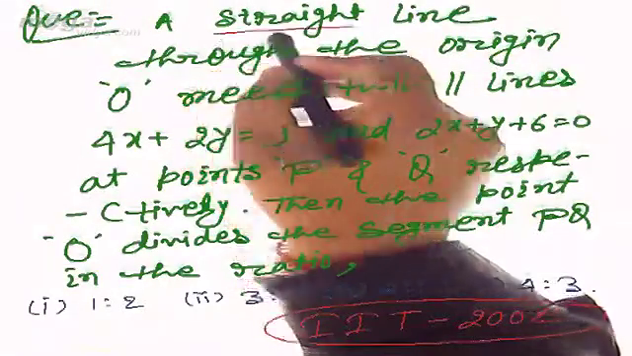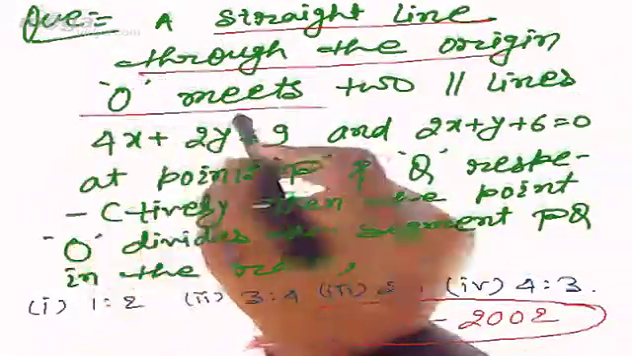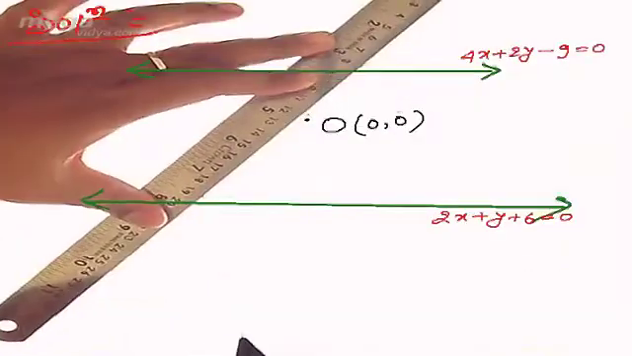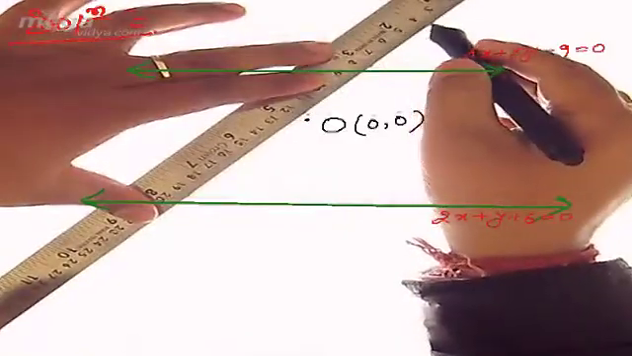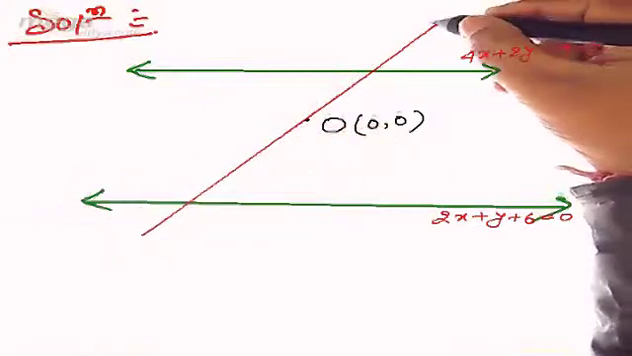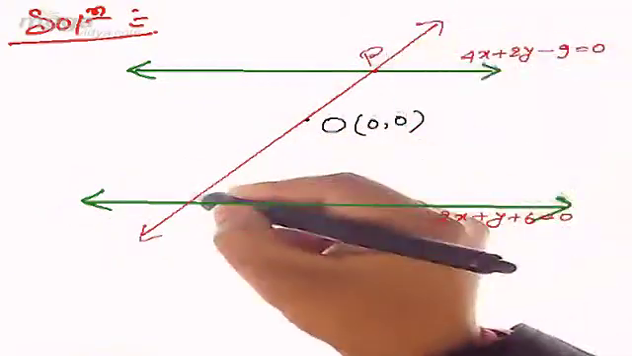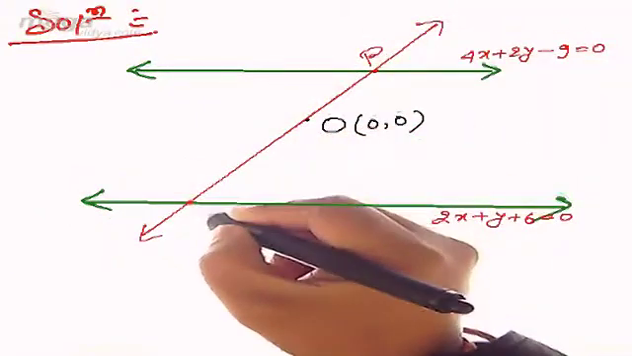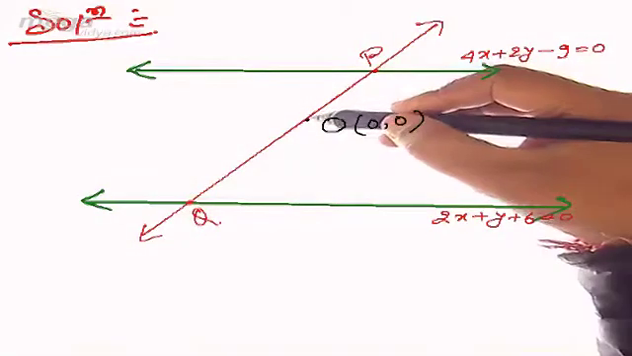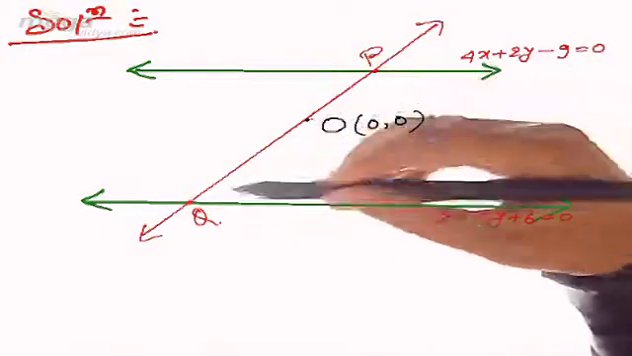Now, according to the question, a straight line through the origin meets the two parallel lines. So you can draw any line through this origin. Suppose I am drawing this line which intersects the first line at P, according to the question, and the second line at point Q. Then you have to find this ratio OP is to OQ.